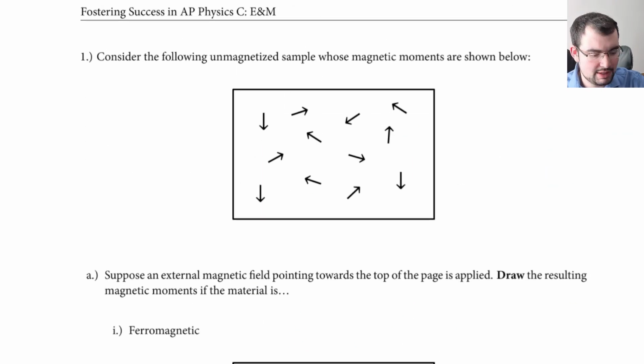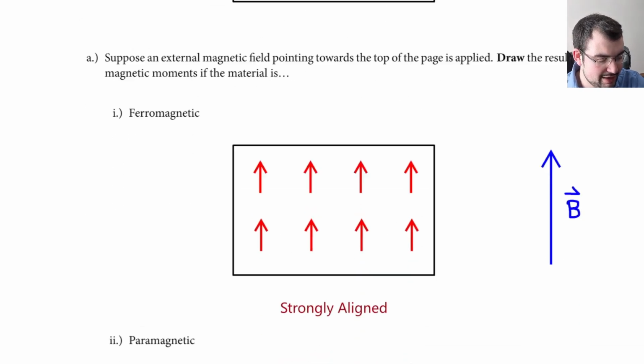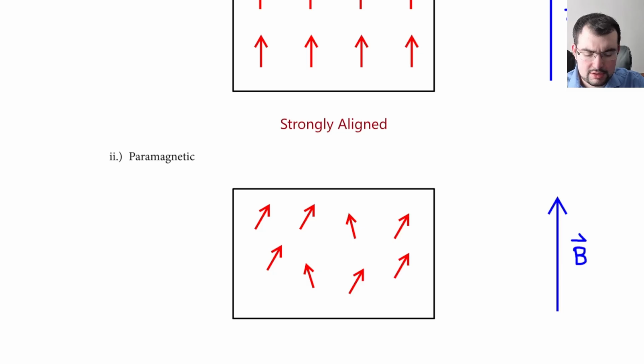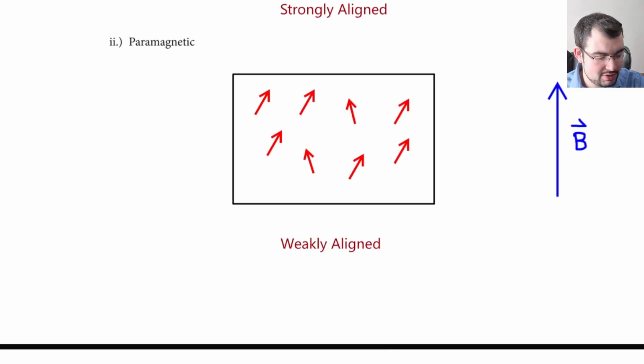Paramagnetic, however, they'll change their mind a little bit, so they're kind of influenced. So you could definitely tell it's up. There's a little bit of canceling happening, but it's kind of weakly aligned or slightly aligned.